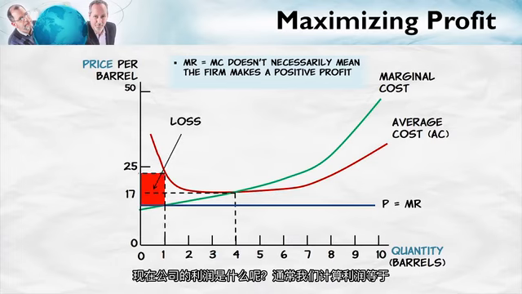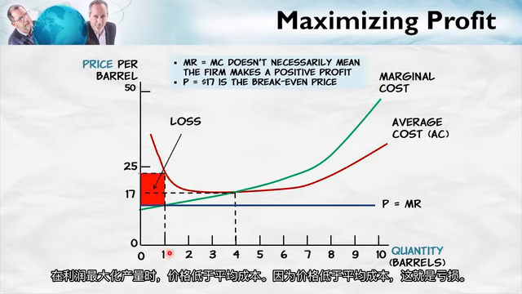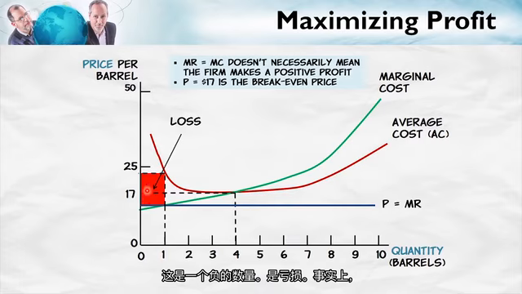Now, what's the profit for the firm? Well, as usual, we measure profit as price minus average cost times quantity. But notice that price is below the average cost at the profit maximizing quantity of 1. Since price is below average cost, this is a loss. It's a negative quantity. It is a loss.